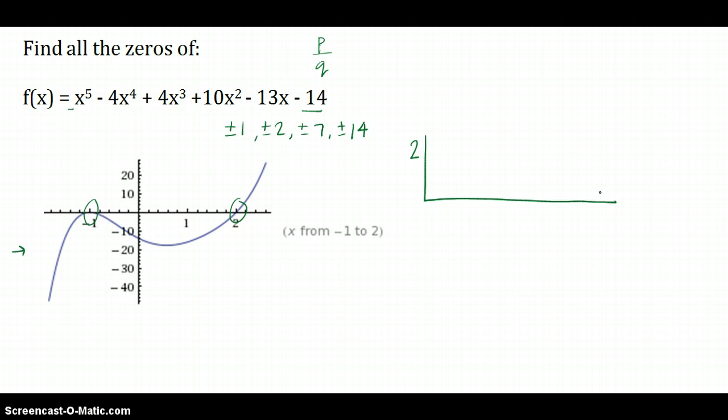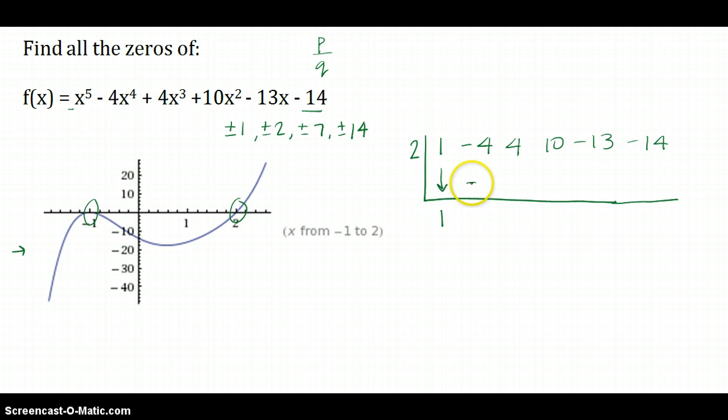Write down all the coefficients of our polynomial. So we have 1, -4, 4, 10, -13, and -14. And then divide. So bring down the 1.